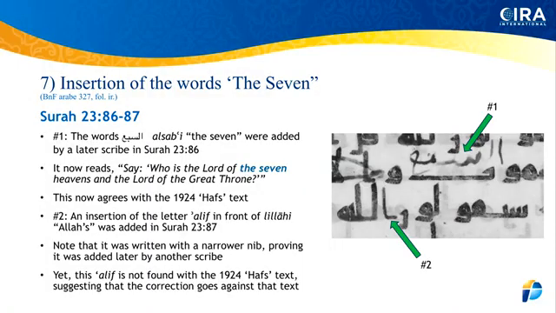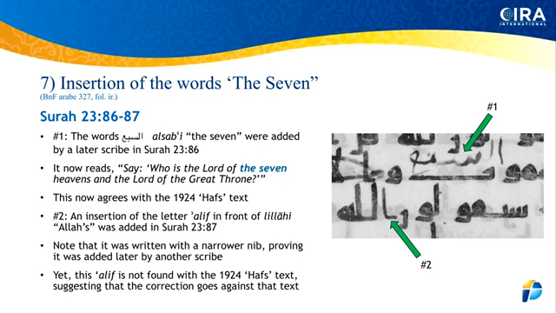Okay, now we're coming to another problem. On the same page that we're looking at, I want you now to look back at this slide again, and look at number 2. Remember what I've been saying. Every one of these corrections, the first 6 that we've looked at, are standardizing to the Hafs text, standardizing to the 1924 text that was standardized in Cairo, then in 1936 in Egypt, and then in 1985 all around the world. That Hafs text became the standard.